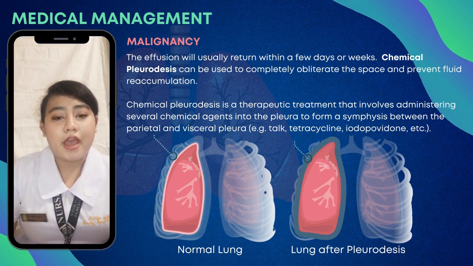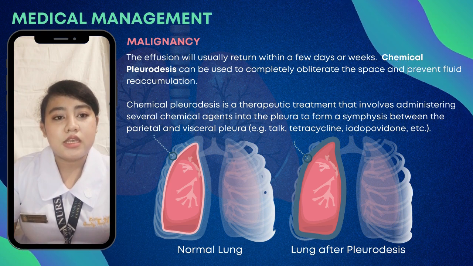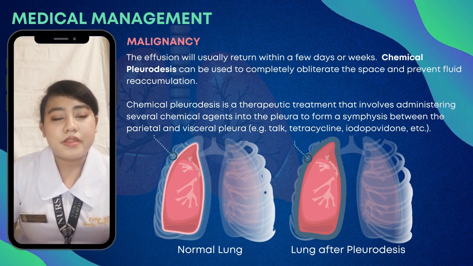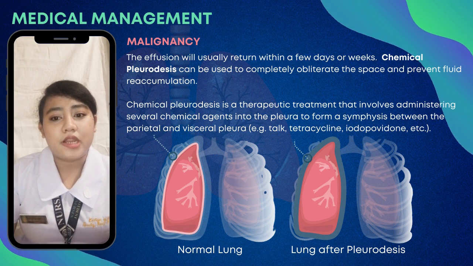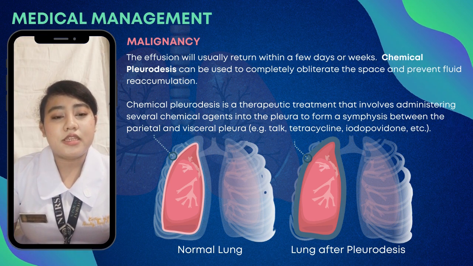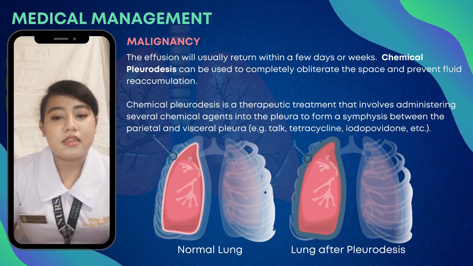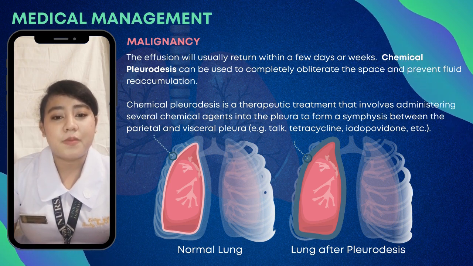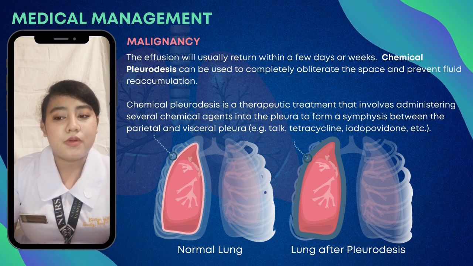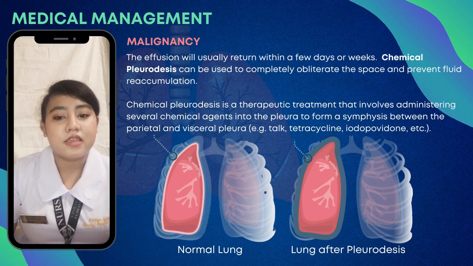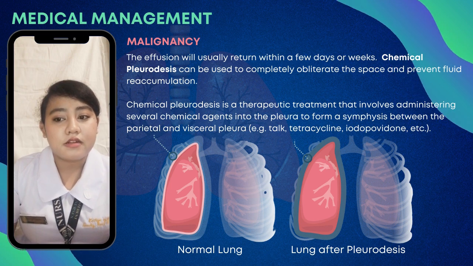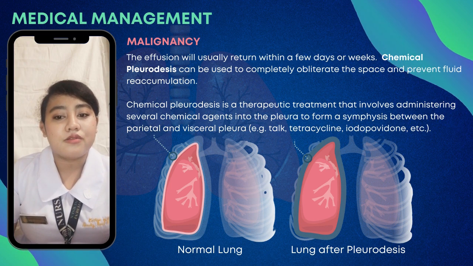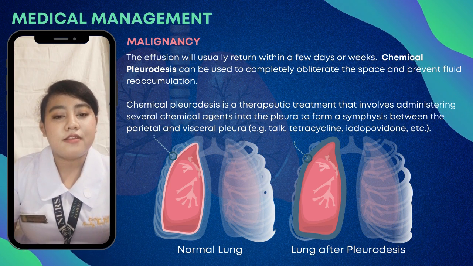An option they can have here is pleurodesis, which involves completely obliterating the pleural space to prevent fluid reaccumulation. Chemical pleurodesis is a therapeutic treatment that involves administering different chemical agents into the pleura to form a symphysis between the parietal and visceral pleura. It can be talc, tetracycline, or iodopovidone, and others.